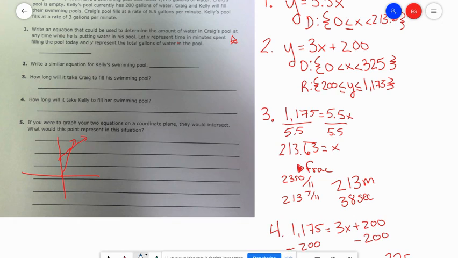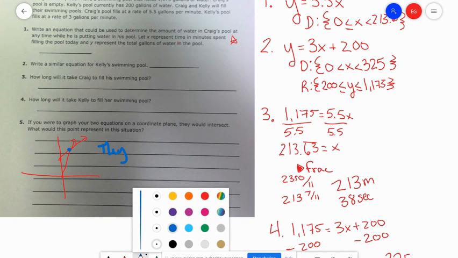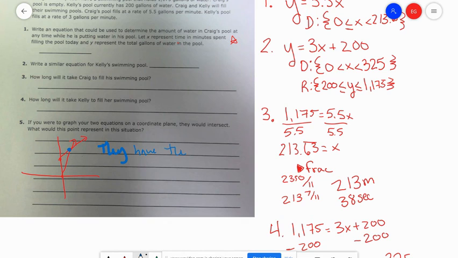So what it's asking you, what does that blue point mean? Well, that blue point is when they, oops, too thick. Jeez, I am not very good at this yet. There we go. They have the same amount of water in the pool. Okay. All right.